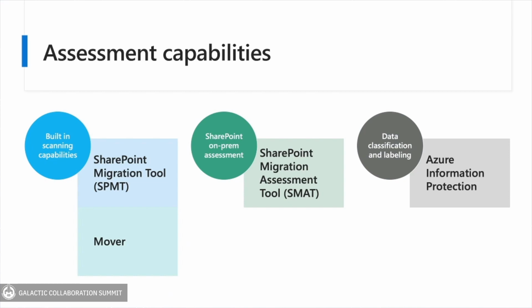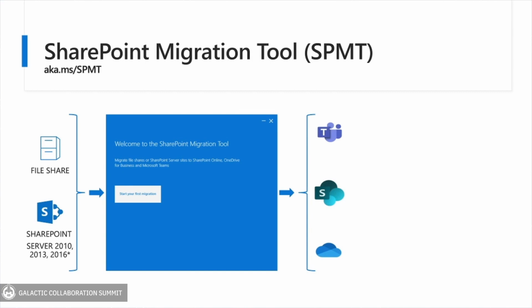So now that you have a good assessment plan and a good migration plan, we're ready to start migrating your content. The SharePoint Migration Tool helps you migrate content from file shares and SharePoint on-premises. Now we support SharePoint 2010, 2013, and newly added SharePoint 2016. You can use the SharePoint Migration Tool to migrate your content to Teams, SharePoint, and OneDrive.